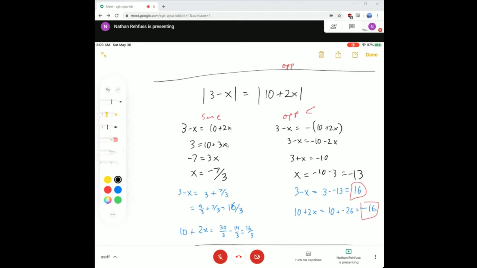So over here, I'll add x to each side. Then I'll subtract 10 from each side. And then I will divide both sides by 3. So x is negative 7/3. This is just solving a linear equation.